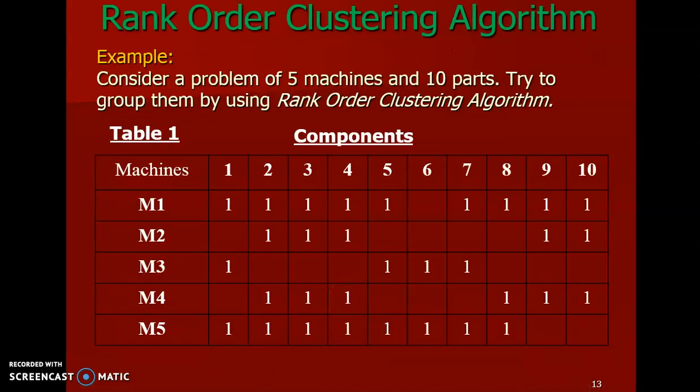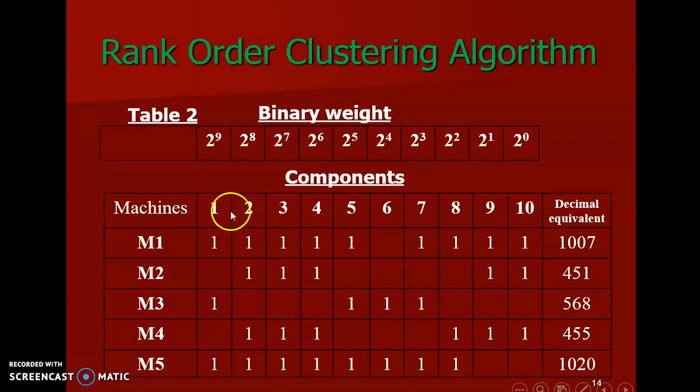Here there are 10 different components. These 10 components are machined under various machines, from machine 1 to machine 5. Here there are 5 machines and 10 different components. This information is gathered based upon the route sheet. As per the steps, the first step is giving the binary weight.